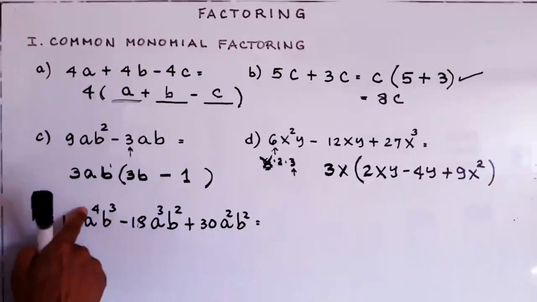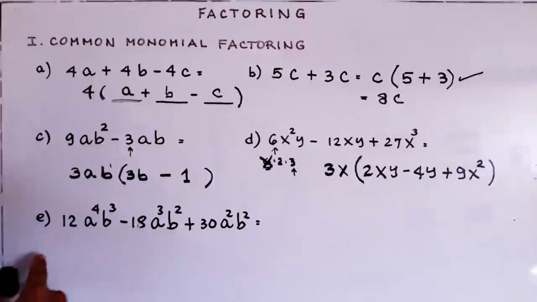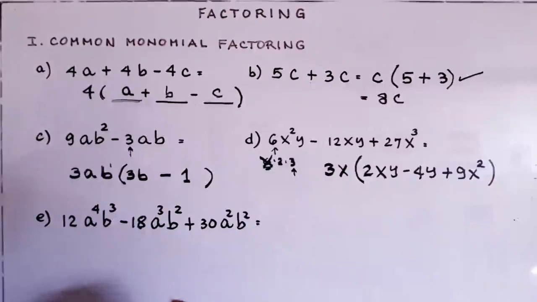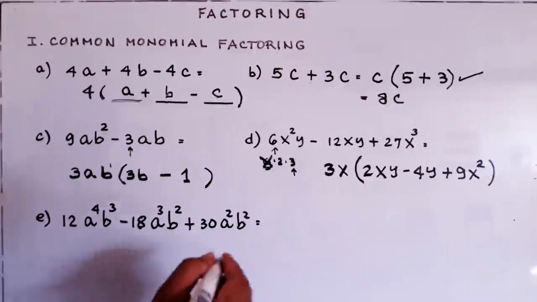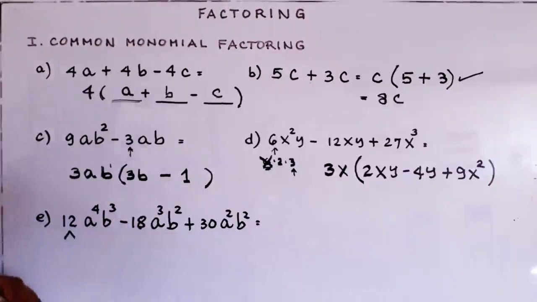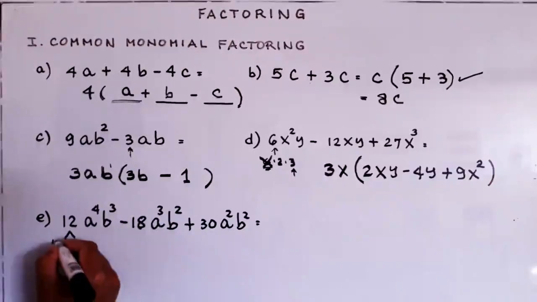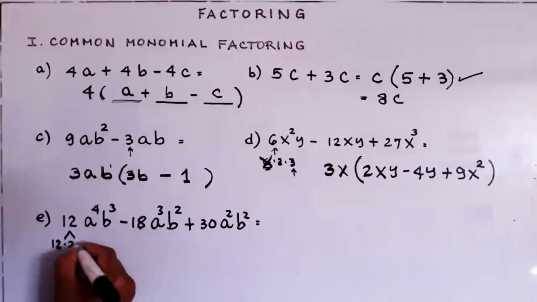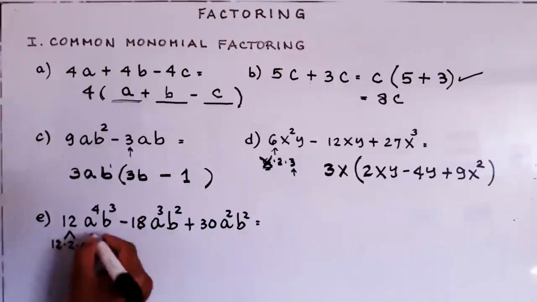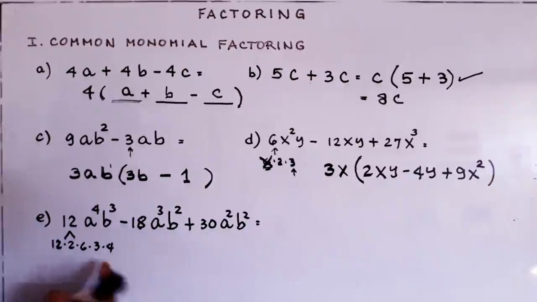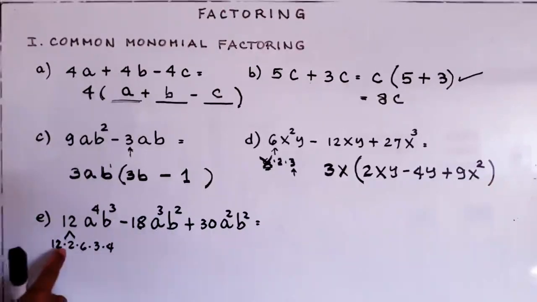Okay, let's have the last one here, which is letter E. We have 12, 18, and 30. Where do we start? From the smallest numerical coefficient, which is 12. Let's factor the 12 here. 1 times 12, we will not write the 1 anymore, 2 times 6, 3 times 4. 5, no. 6, it's there. 7, no. 8, no. 9, no. 10, no. So we have 12, 2, 6, 3, 4.